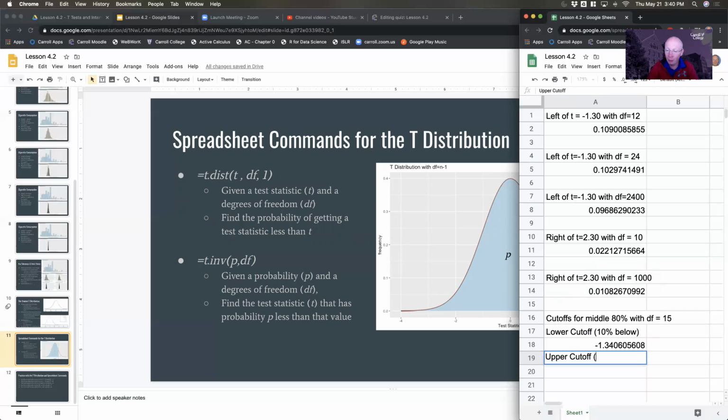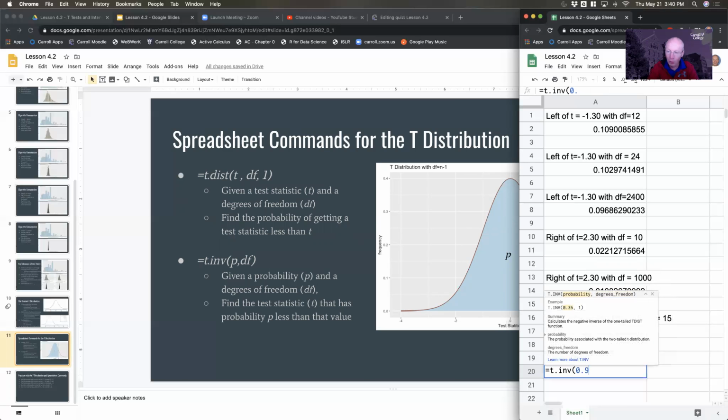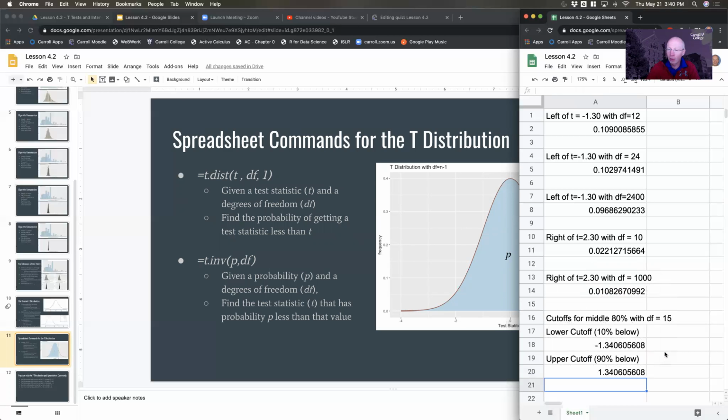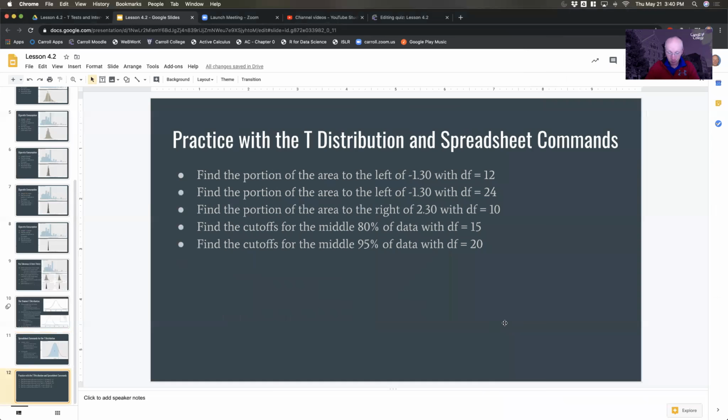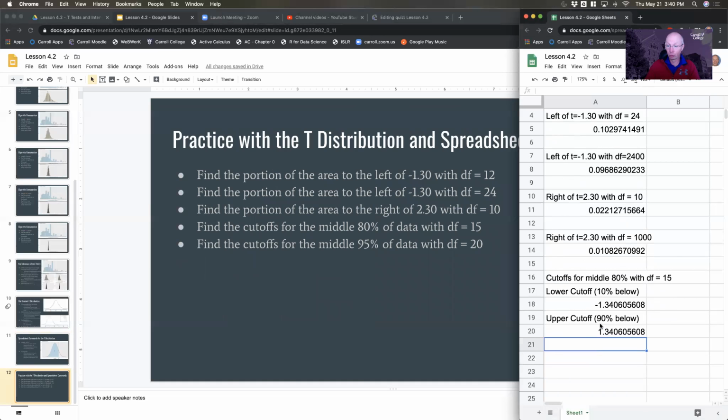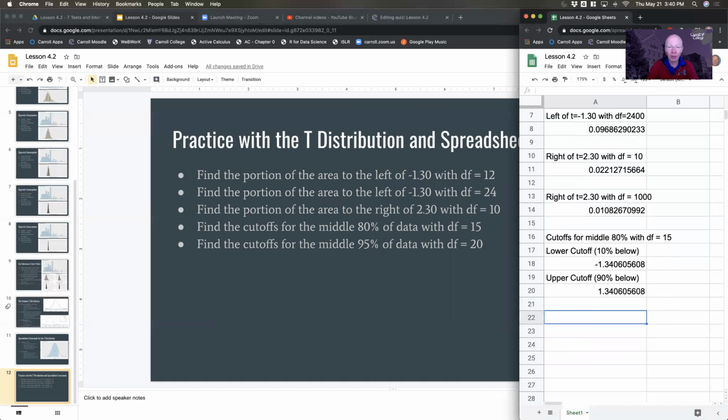My upper cutoff, well, let's see. Again, I've got 80% in the middle, 10% in the tails, and my upper cutoff is going to have the 80 plus the 10, so 90% below. So that will be t.inv of 0.9, comma 15. And I know that if I go between negative 1.34 and positive 1.34, I'm going to pick up 80% of that particular t distribution. And one last example here.